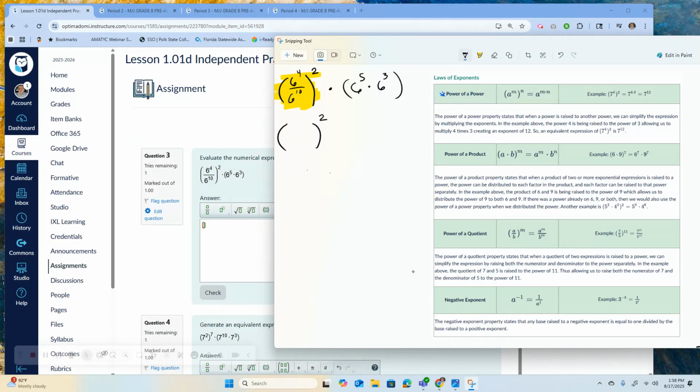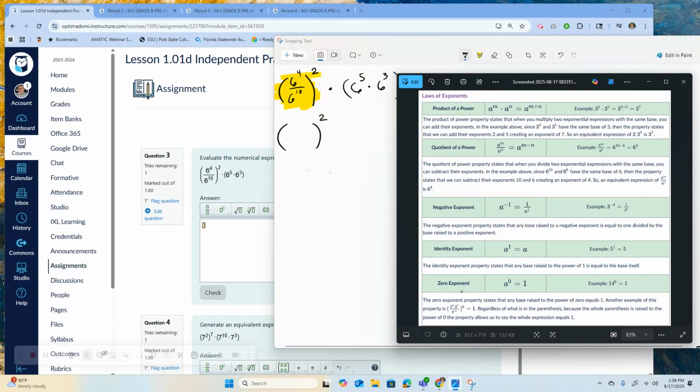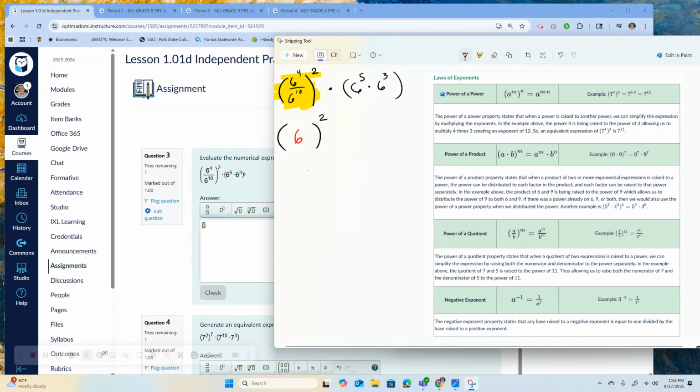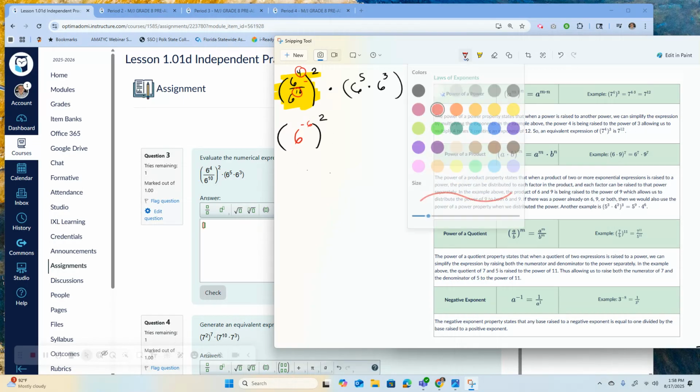Now, because I see a fraction, that tells me that I'm going to have to apply the quotient rule, which is when you see a fraction, that's a division. Every time you divide powers with the same base, we're going to keep the base. And in this case, my base is 6. I'm going to keep the 6, and I'm going to subtract the exponents. So 4 take away 10, use the calculator, that's going to be negative 6. So see, I did the inside of the first parenthesis.